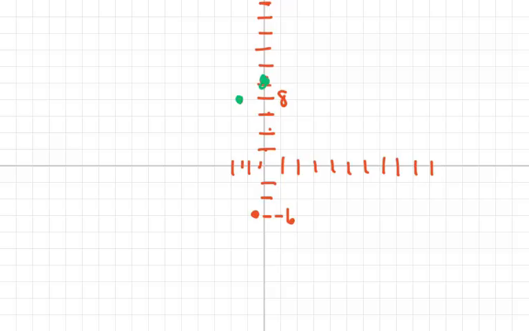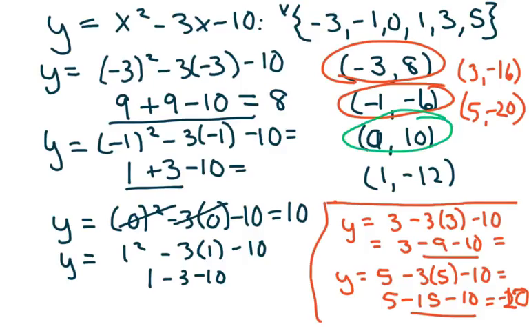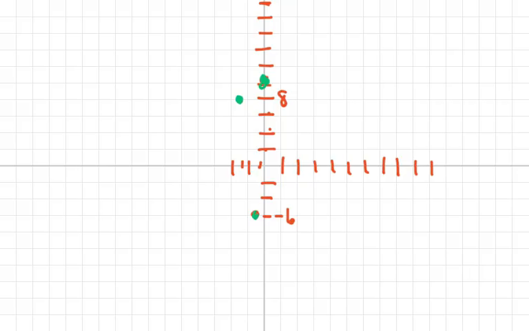I'm going to put these in green. Okay, so we've done this one, now 1, negative 12. So 1 would be here. Negative 12 is negative 6, negative 8, negative 10, negative 12. So this is negative 12. So we'd be right here. I'm going to write this negative 12 here.